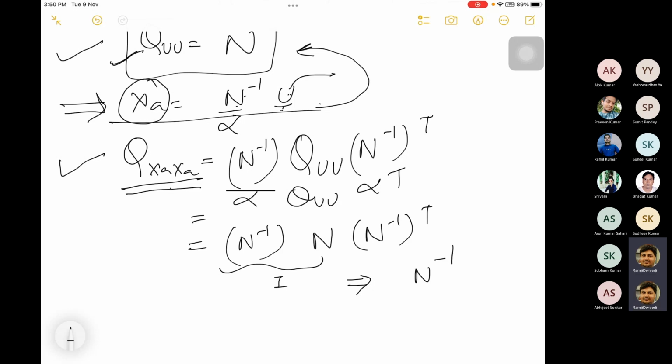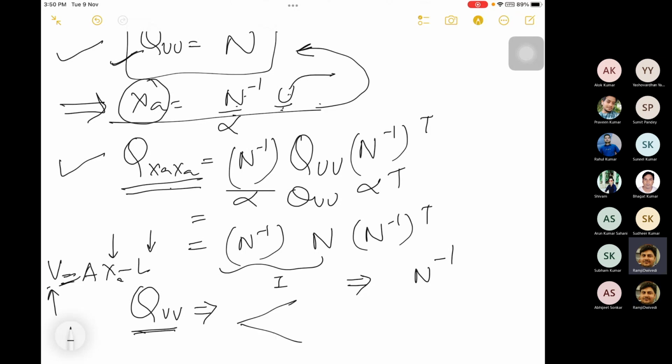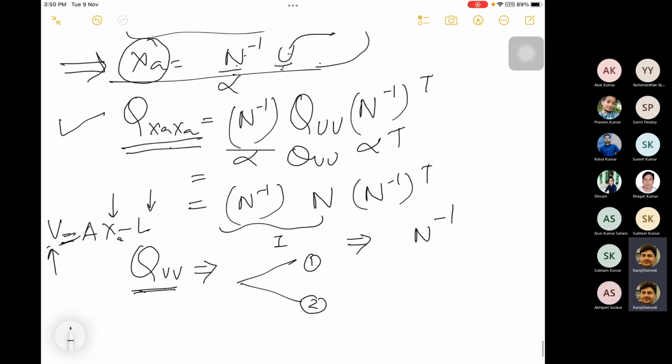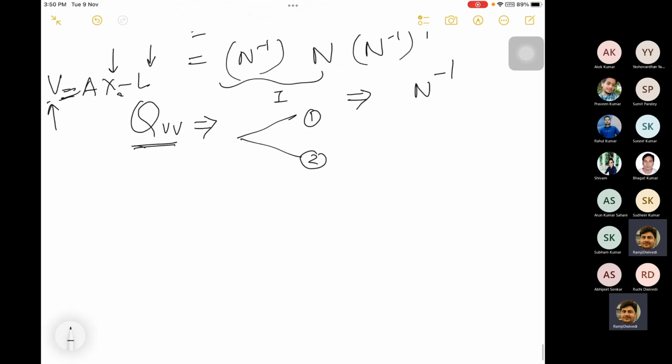Now what remains in terms of variability is QVV. That means the residual which you are identifying from V is equal to AX minus L. Because you could see here, V is equal to AXA minus L. L is having variability, X is also having variability. That means V would also be having some variability. That QVV could be solved in two manners. There is one approach, there is a second approach. So let us go back and see the first approach.